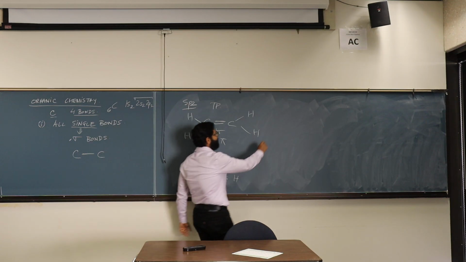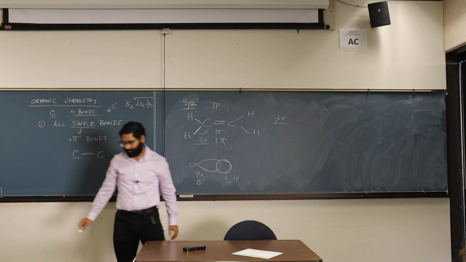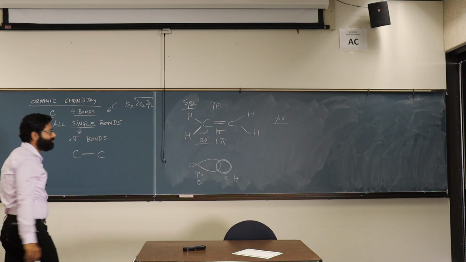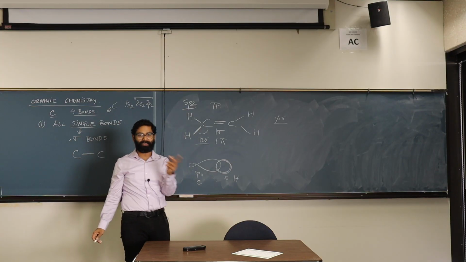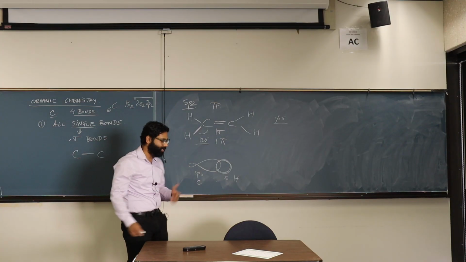What is the percentage S character in sp2? 33%. Right? sp2, 3 orbitals, 1 out of 3 is S. So the percentage S character in sp2 is 33%.